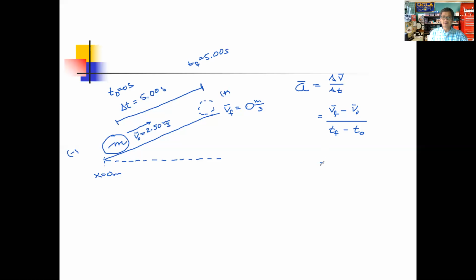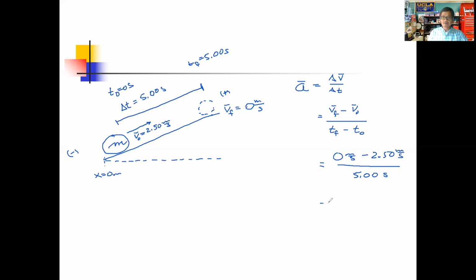Let's plug in what we have. V final here is going to be 0 meters per second. V initial here is given to us as 2.50 meters per second. The time interval is going to be 5 seconds. And so the equation here is already set up for us to solve for acceleration. We don't have to rearrange the equation. The formula that we use for acceleration will be the equation that we use to solve the problem, so we don't have to rearrange it.